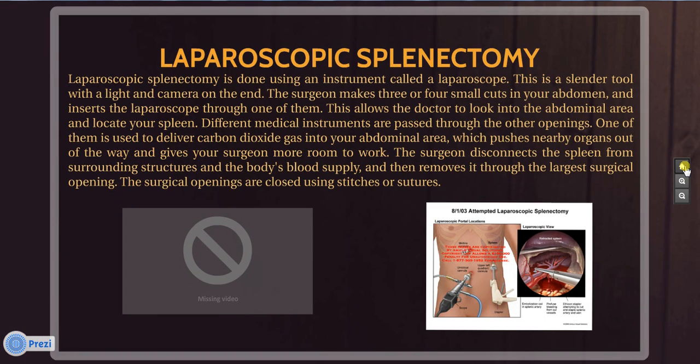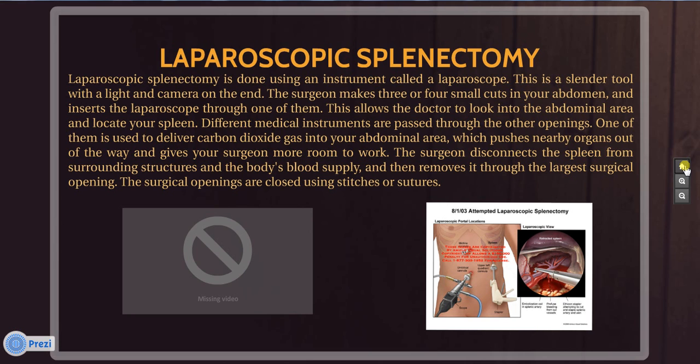Laparoscopic splenectomy. Laparoscopic splenectomy is done using an instrument called a laparoscope. This is a slender tool with a light and camera on the end. The surgeon makes 3 or 4 small cuts in your abdomen and inserts the laparoscope through one of them. This allows the doctor to look into the abdominal area and locate your spleen. Different medical instruments are passed through the other openings.